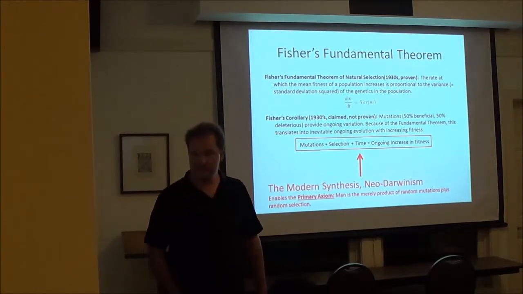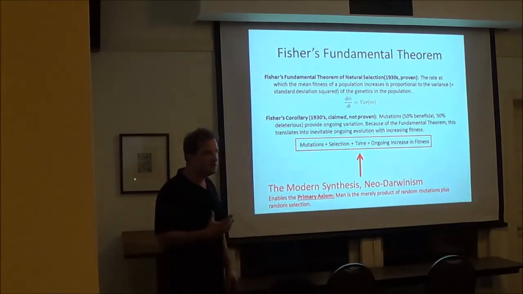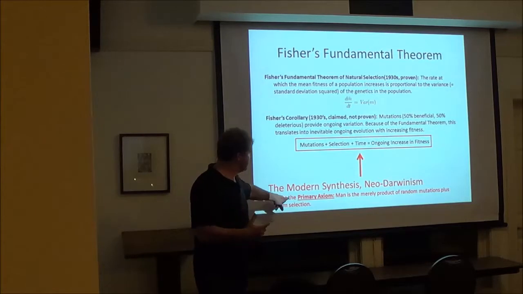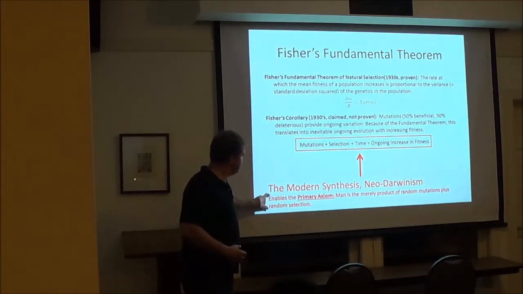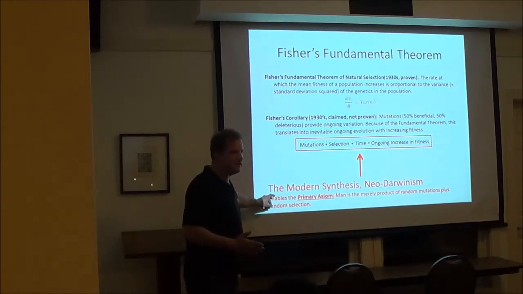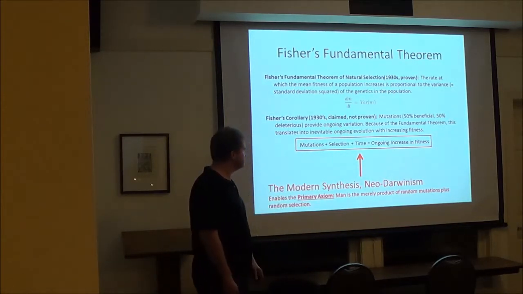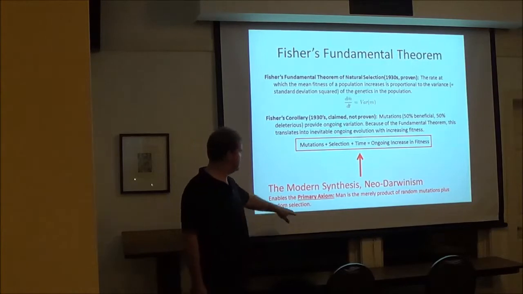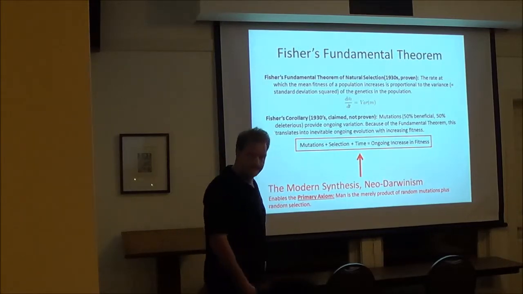Okay, so this piece right here: mutations plus selection plus time equals ongoing increase in fitness. Philosophically, this is called the modern synthesis of neo-Darwinism. Philosophically, it enables the primary axiom. I try to keep this a little separate because it's a philosophical thing that some people accept, some people reject, and people debate a lot about the evidence for it. But the thing is that this enabled that. Up to this period, this idea had wavered, and now it's back because of what Fisher did.